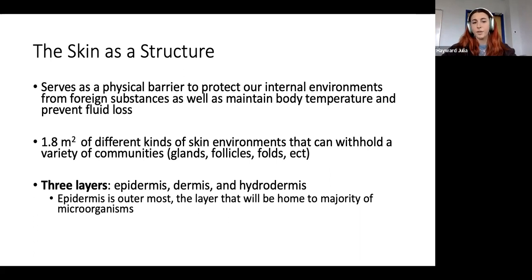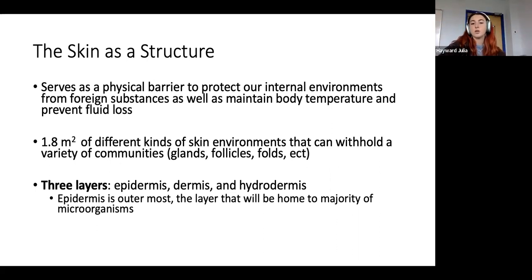So the skin's a large organ, we all know that. It's about 1.8 meters squared in size, and within that 1.8 meters, there's a magnitude of different environments. We have sweat glands, as I previously said, hair follicles, folds, invaginations, creases, and each of those different aspects of the skin can facilitate the colonization and growing of a vast variety of microorganisms. So that's why there is so much diversity in the microbiome of the skin.